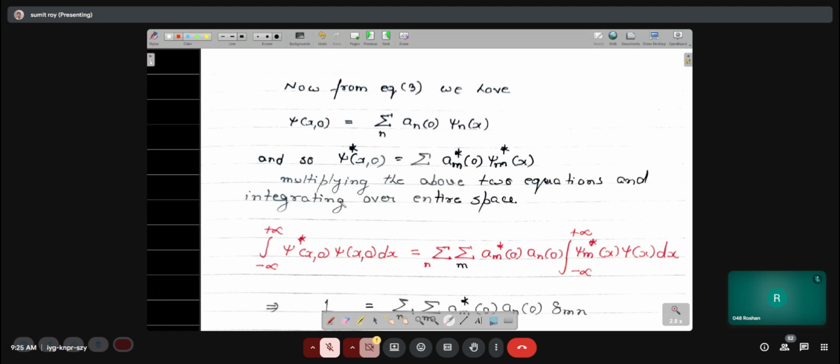Next is multiplying the above two equations and again integrating over the entire space. These two equations are multiplied and then integrated over the entire space. So left hand side is very simple. Psi conjugate(x, 0) psi(x, 0) dx over the entire space. You have these two summations. One running index is n, one running index is m. These coefficients can be taken out of the integration, and this is the thing. Again, this will result into Kronecker delta function.